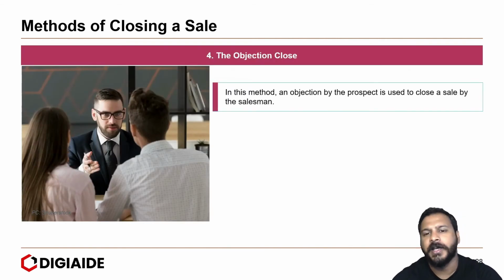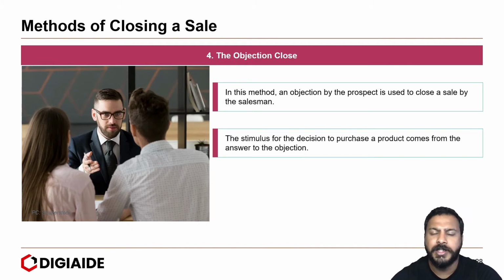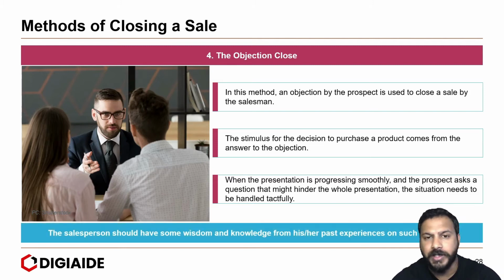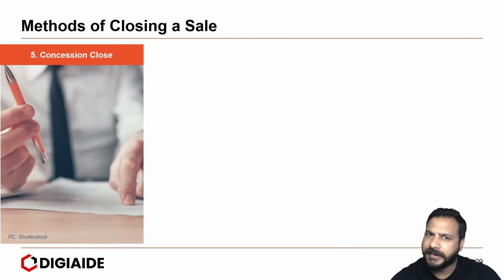At number 4 is the Objection Close. In this method, an objection by the prospect is used to close a sale by the salesman. The stimulus for the decision to purchase a product comes from the answer to the objection. When the presentation is progressing smoothly and the prospect asks a question that might hinder the whole presentation, the situation needs to be handled tactfully. Obviously, the salesperson should have some wisdom and knowledge from his or her past experiences of answering such questions.